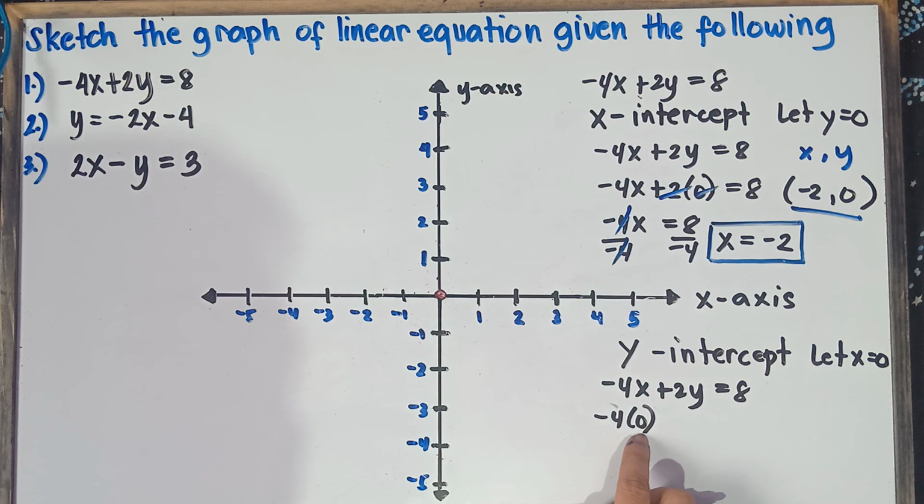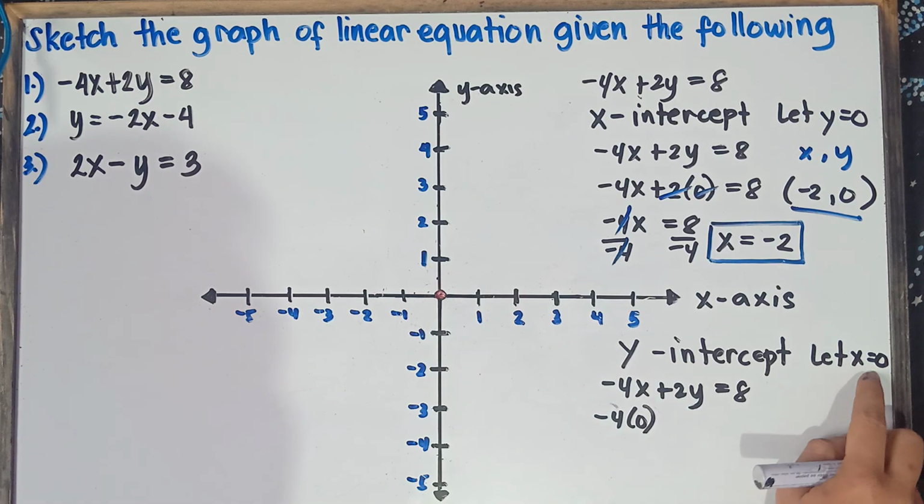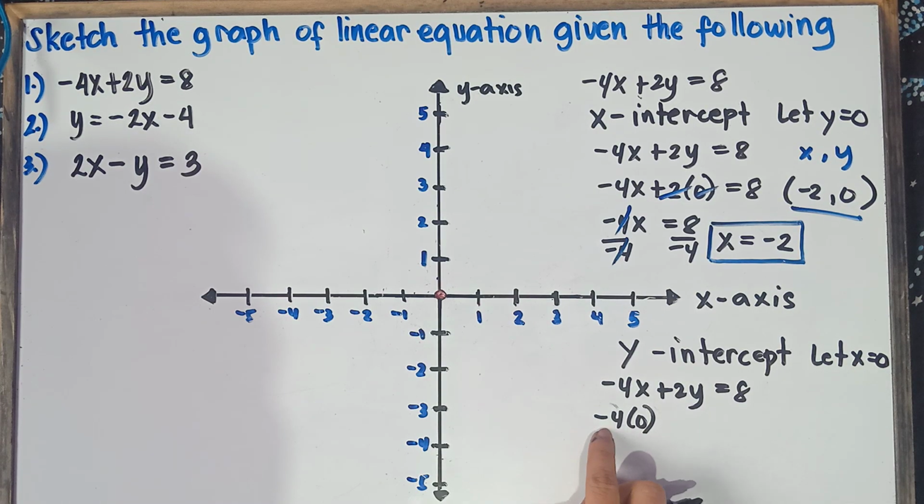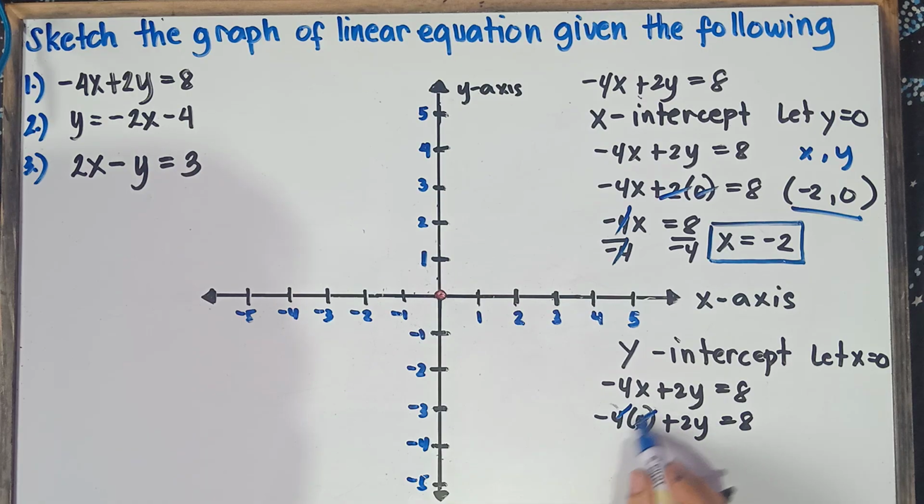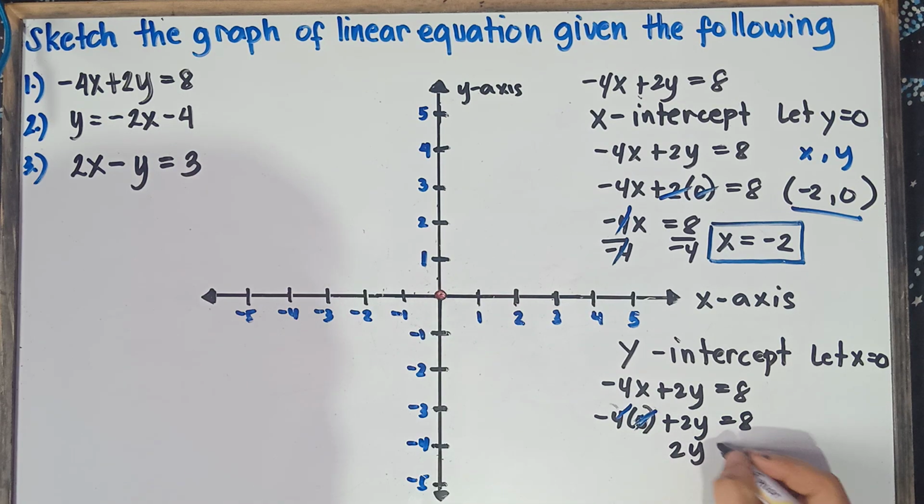Sir, where did you get 0? Let x equal to 0. Simply substitute the value of x, that will be 0. So negative 4 times 0, of course, this will be 0, right? We can simply cancel this out. So copy 2y equals 8.